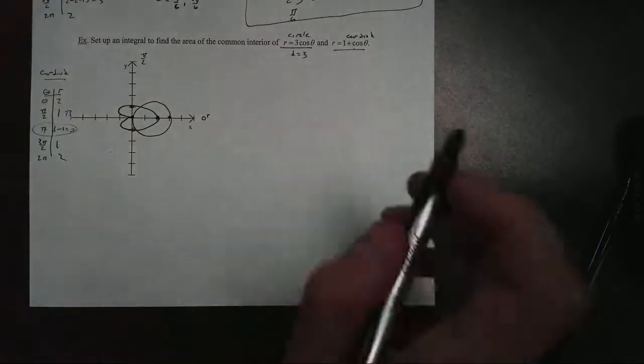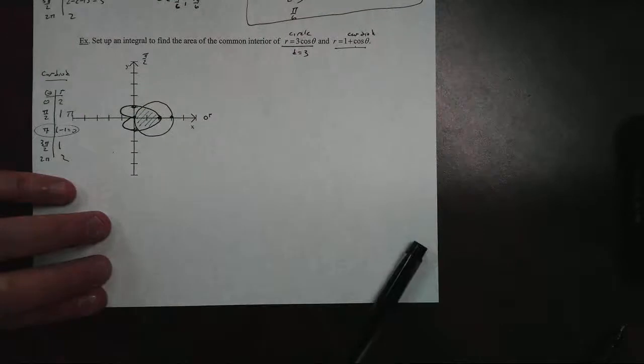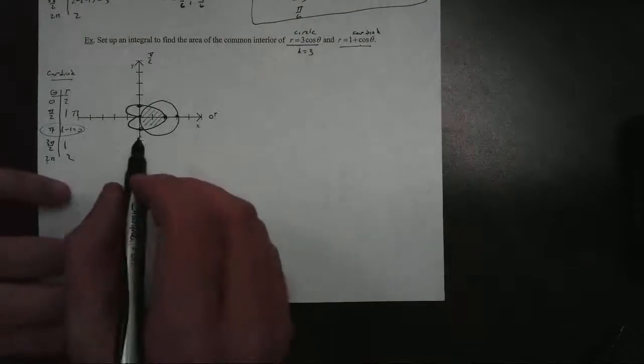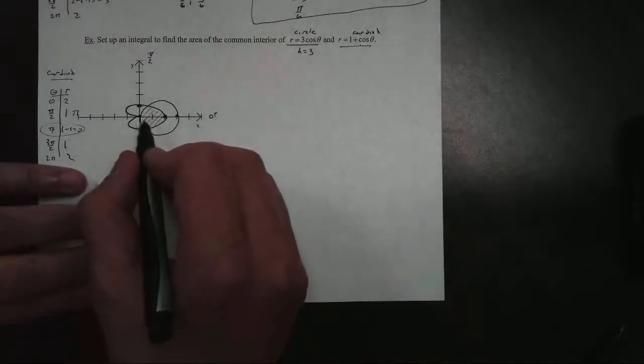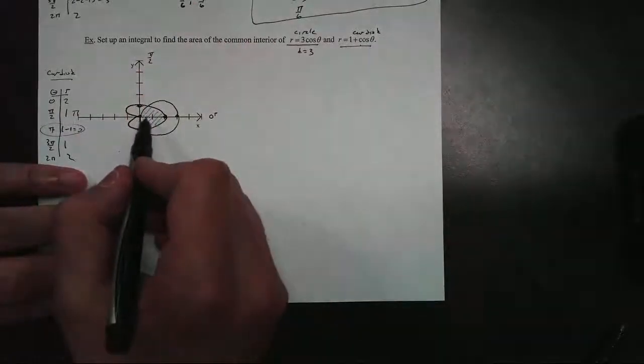Now, I'm looking at the common interior. So in other words, I want the area between these two right here. This is kind of a tough one to do for us. So what's going to happen now, when I'm looking for this area here, I am going to set it up almost the same way I did last time.